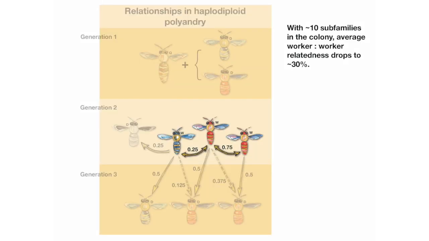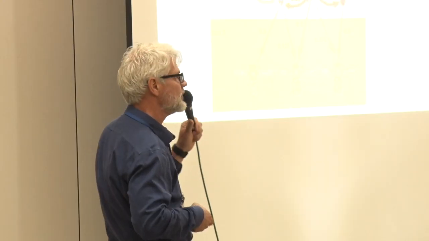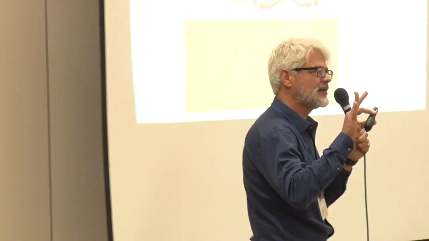If you have on average 10 subfamilies, if the mother mated with 10 males, the average worker relatedness now drops from 75% to 30%. See that? No longer are the daughters 75% related to one another. The average across the nest is now 30%. So by this one act of practicing promiscuity and storing the sperm and making a genetically diverse colony, the mother has erased that sex ratio conflict that was going on in the nest.